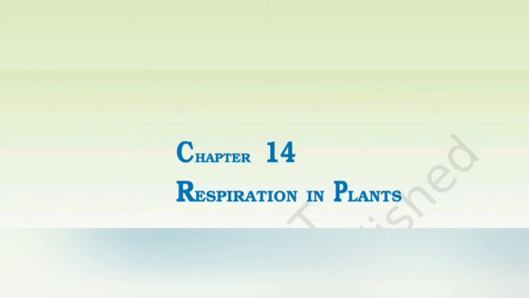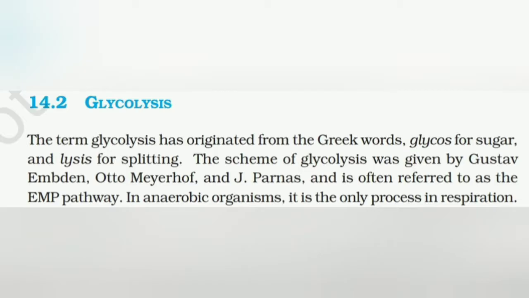Good morning, students. Let us continue with chapter number 14, respiration in plants. Let us start with the process of glycolysis, in which glucose gets broken down into two molecules of pyruvic acid. The term glycolysis has originated from the Greek words glykos, which means sugar, and lysis, which means splitting.